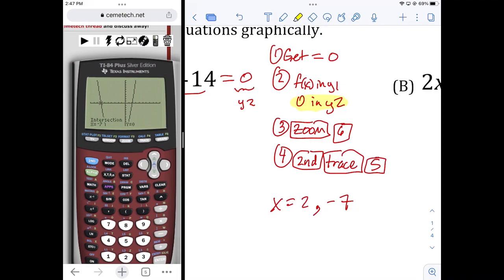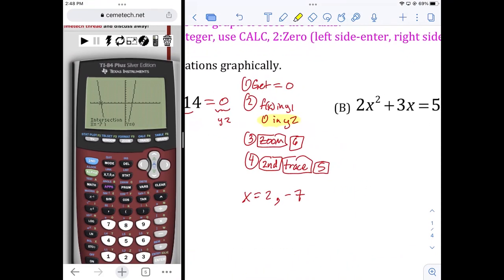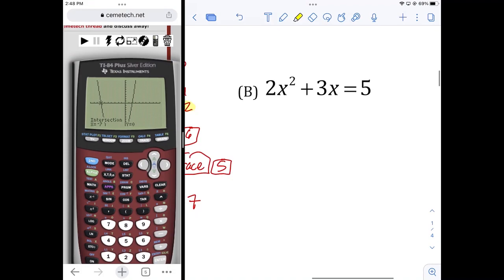Any other questions about typing in the calculator? You're learning keystrokes. Okay, so I'm going to let you try B on your own, but I'm going to get you started first.